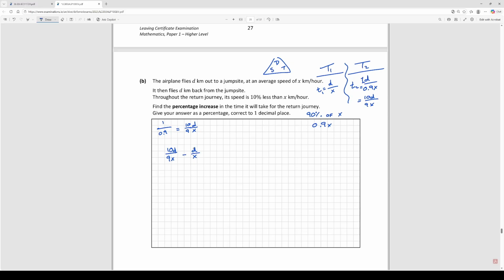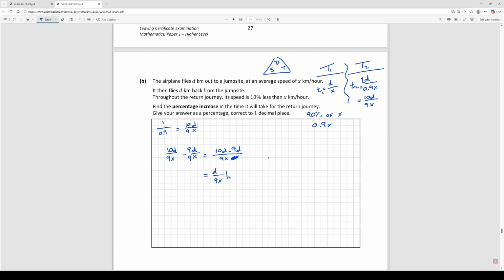Now, if I want to put these together, the denominators have to match, so I'd make this 9, I make this 9. And then combining them, I'd get 10d minus 9d over a single fraction, 9x. We only write the denominator once, I messed that up, sorry. D over 9x then would be the increase. So it will take d over 9x hours extra, right?